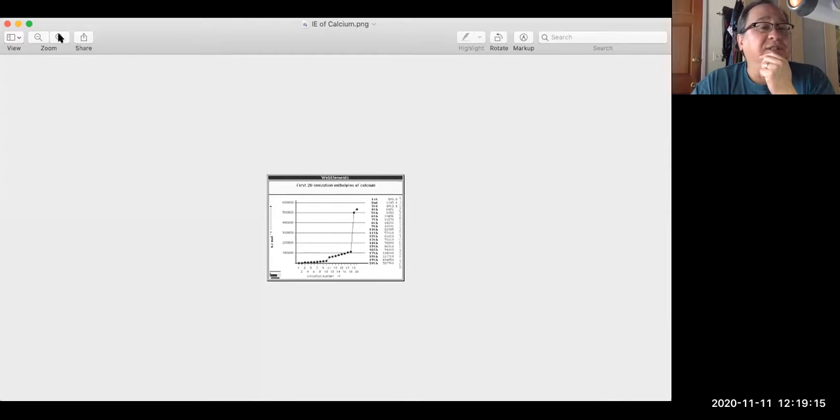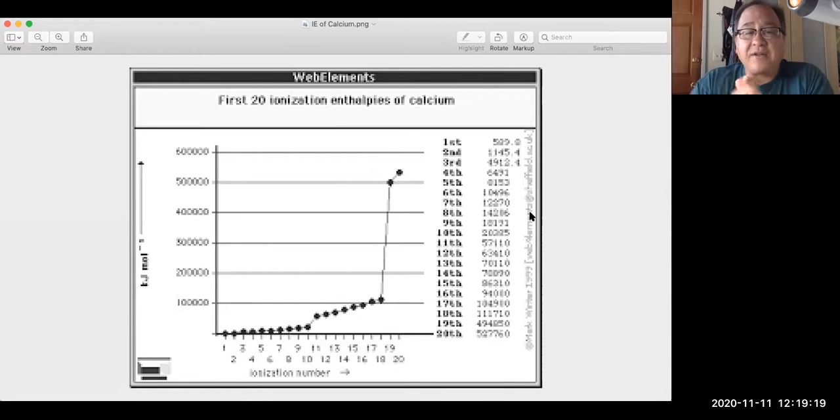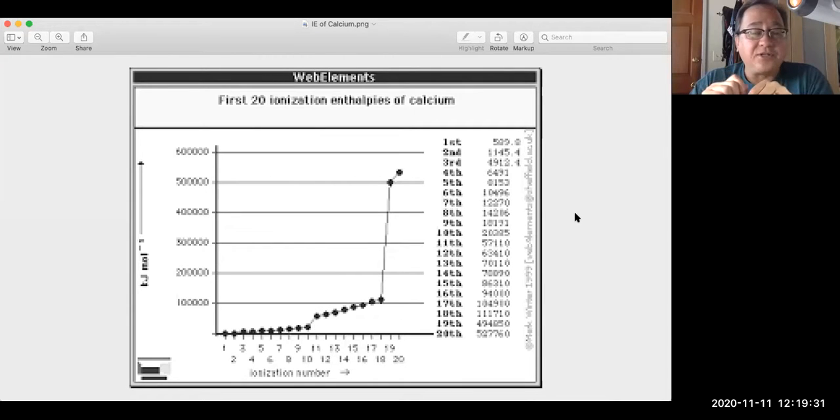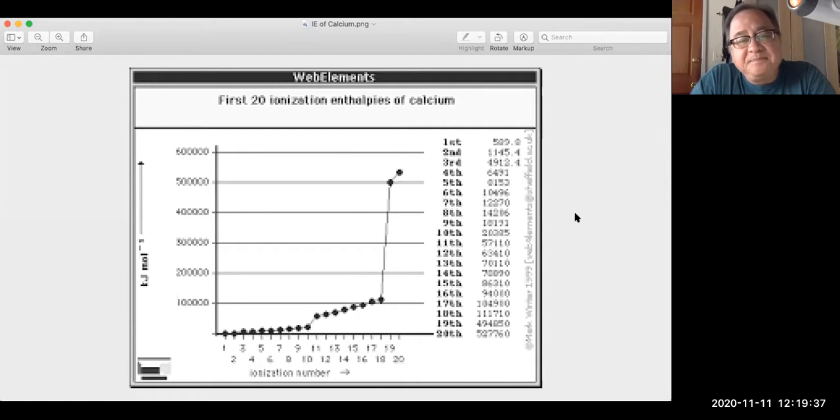So here's calcium, and now I'm going to zoom in on calcium. It doesn't matter that you can't read the numbers very well. How many sets of numbers are there? Not how many numbers, how many sets, where it looks like the numbers belong together. They're kind of a pattern.